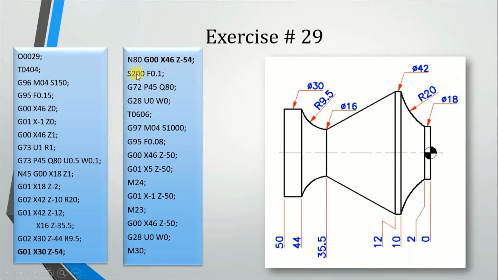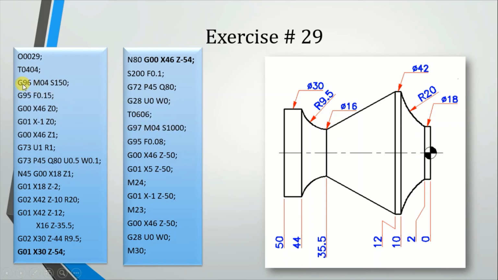Then we will increase the RPM by increasing the cutting speed and decrease the feed. Before it was 0.15, now it is 0.1. Finishing command G72 P45 Q80. From here to here they will be finishing. Home position. Now we'll take the parting tool and direct spindle speed.